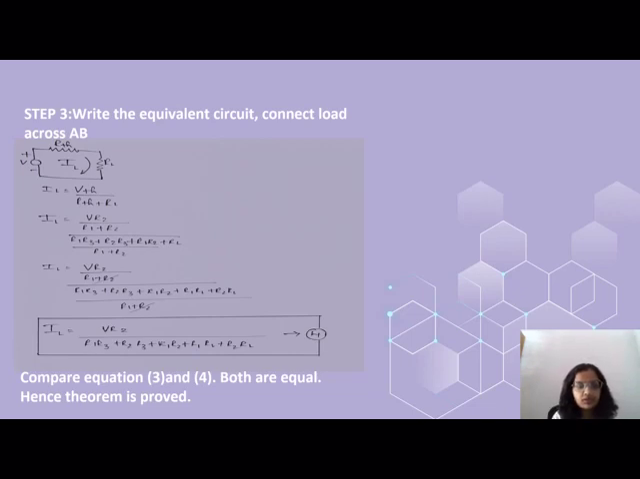Further, the load current IL is simplified by applying the obtained equations of VTH and RTH. After simplification, we obtain the load current equation as VR2 by (R1R3 plus R2R3 plus R1R2 plus R1RL plus R2RL). And this equation of the load current is considered as equation number 4. Hence, comparing equations 3 and 4, both are equal, hence Thevenin's theorem is proved.